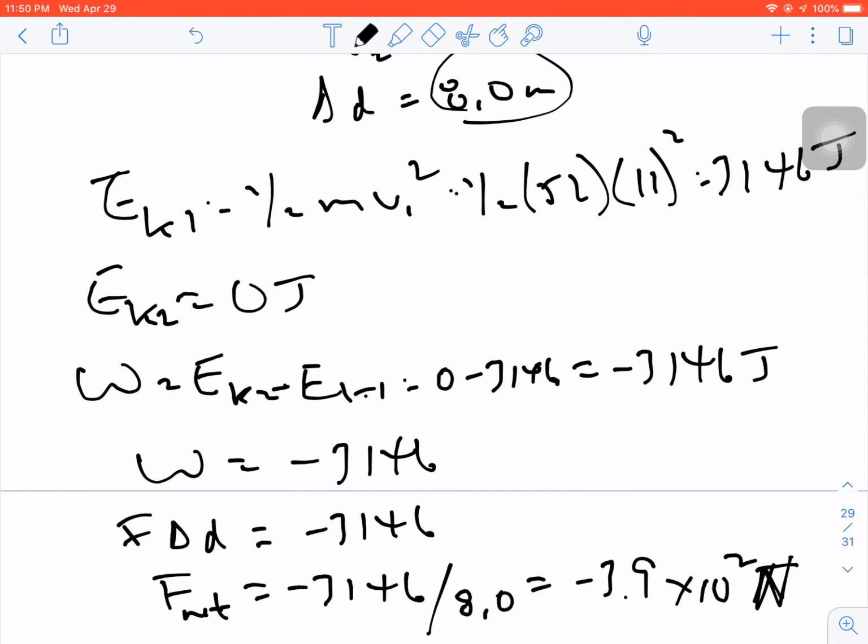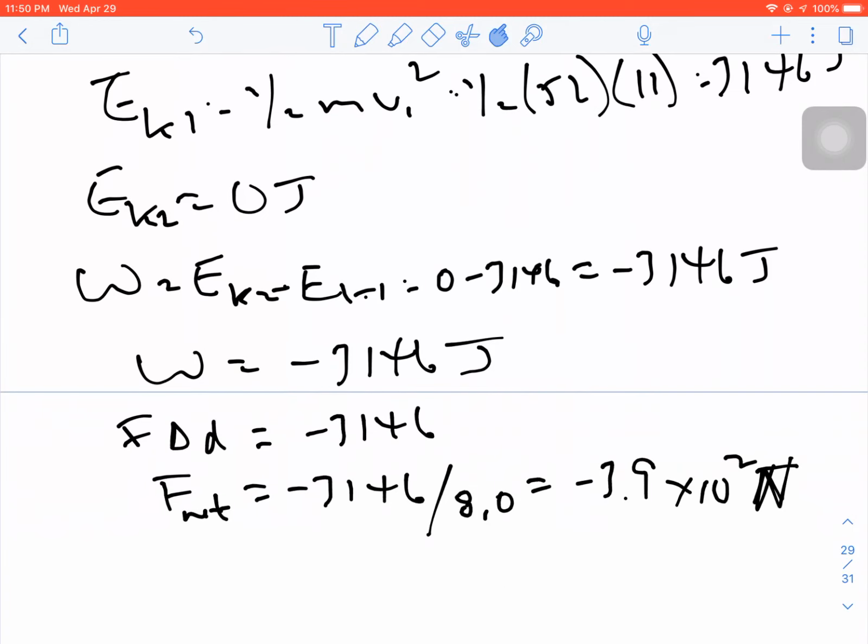That being the case, I know that there was a force pushing back on the skater, causing the skater to slow down to a stop, applying a force in the opposite direction to the direction of motion, which is why our work is negative 3,146 joules.